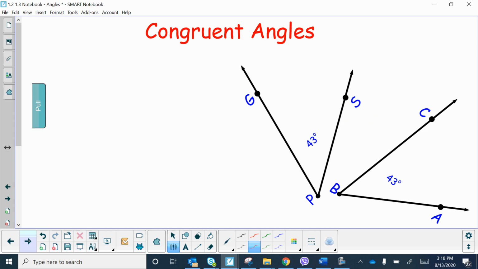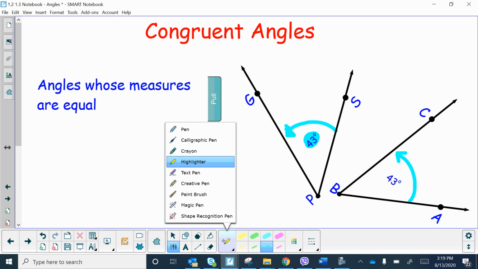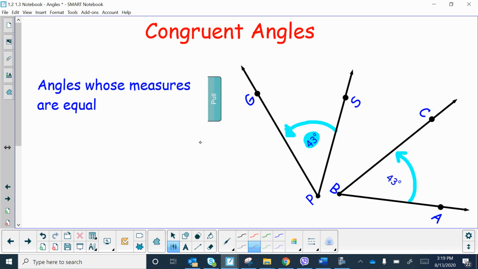You heard the word congruent back in the first lesson, 1.1. We talked about congruent segments. Congruent means same shape, same size. So when we talk about congruent angles, all this means is angles that have the same measure, okay, or they're equal. So in this case right here, you have an angle GPS with a measure of 43 degrees. So that's the amount of rotation. That's about 43 degrees. And then you have angle ABC or CBA. That rotation is also 43 degrees. So then we can say that those two angles are congruent.